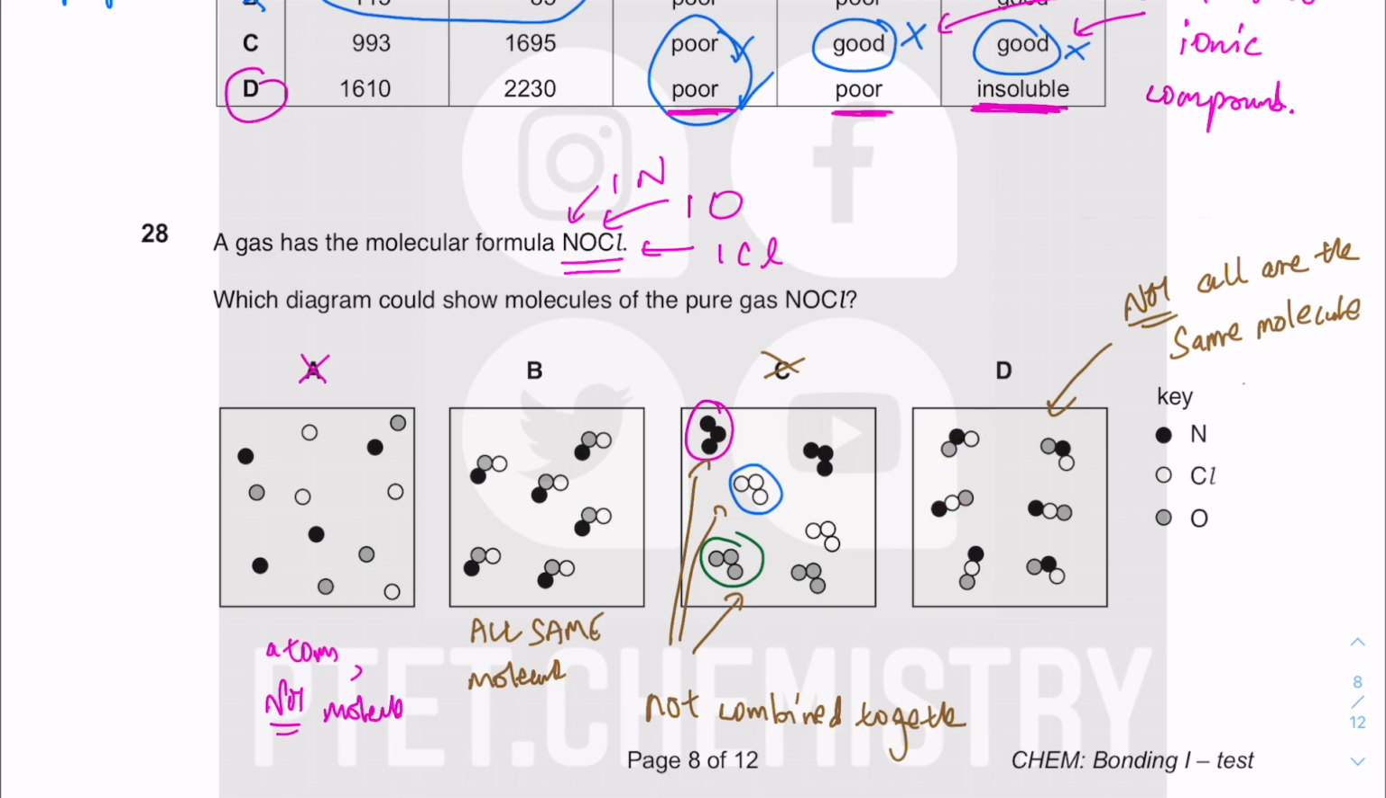But this question says pure. Pure means it's not a mixture. A mixture consists of two or more substances mixed together. So we're looking at B as the only correct answer here.